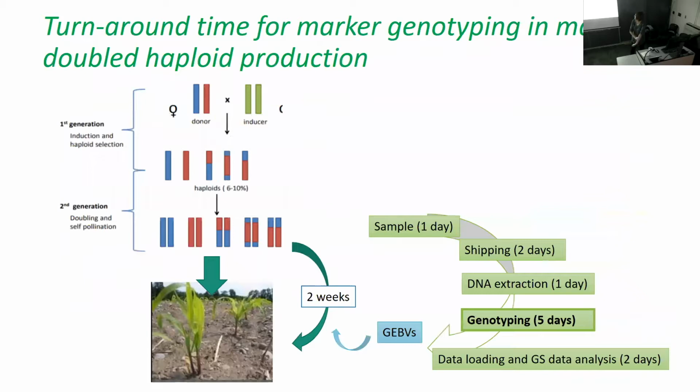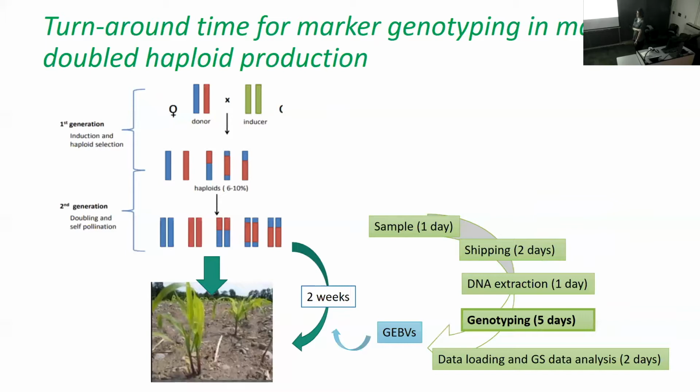So if we look at the turnaround time that we were dealing with for maize double haploid production, after you'd doubled your material, you had about 2 weeks before transplanting. And the more data you could get back before transplanting, the better, because transplanting was extremely expensive. So they wanted to be able to get GEBVs back within 2 weeks.